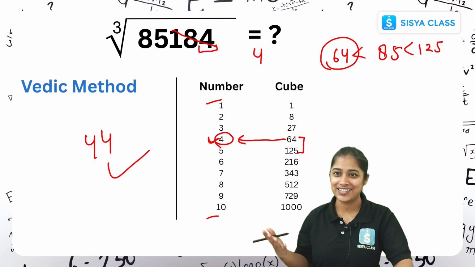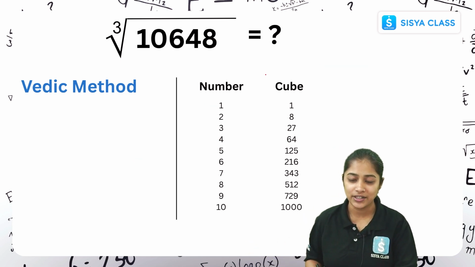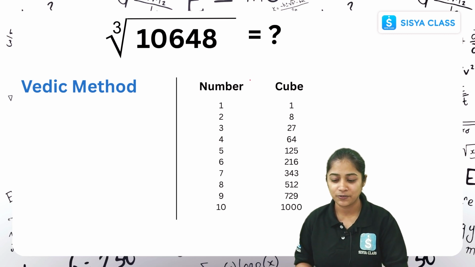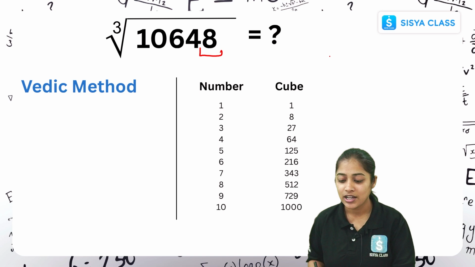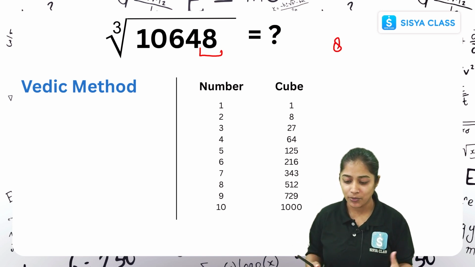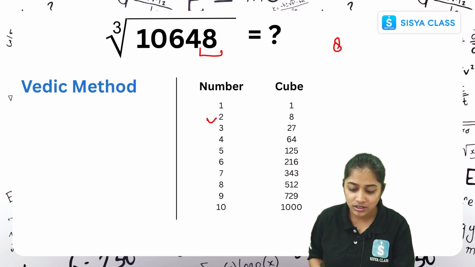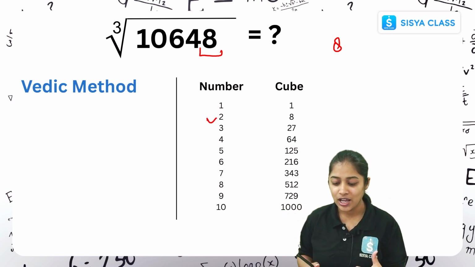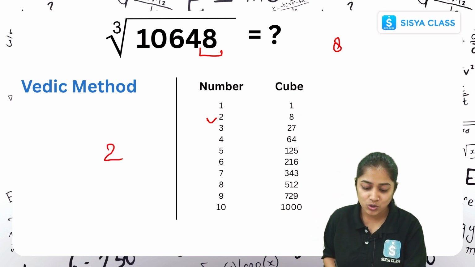Okay, so this is very easy, correct? Let's see one more example for this. Here we have this number 10,648. What is the unit digit here? The unit digit is 8, right? Now again, I will check that from 1 to 10, which is the number whose cube unit digit is also 8. Here 2 is the only number from 1 to 10 whose cube unit digit is 8, correct? So my ones digit is 2 here.